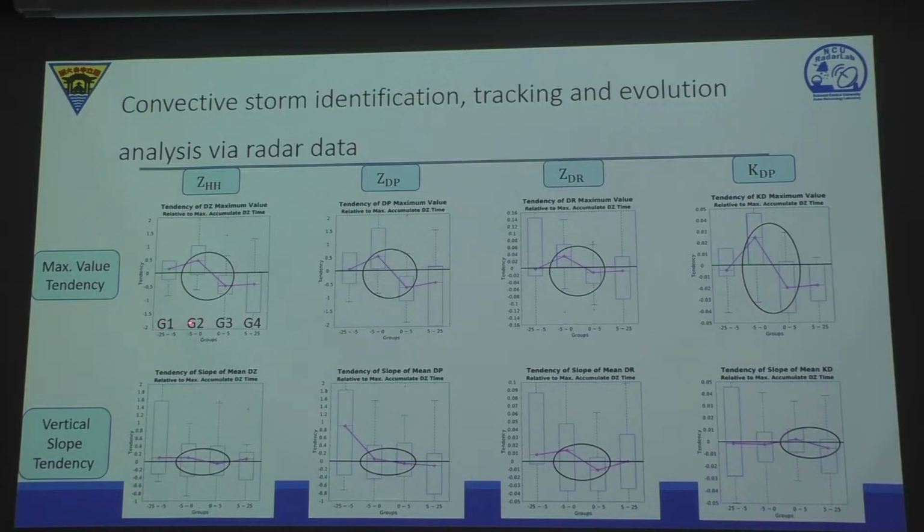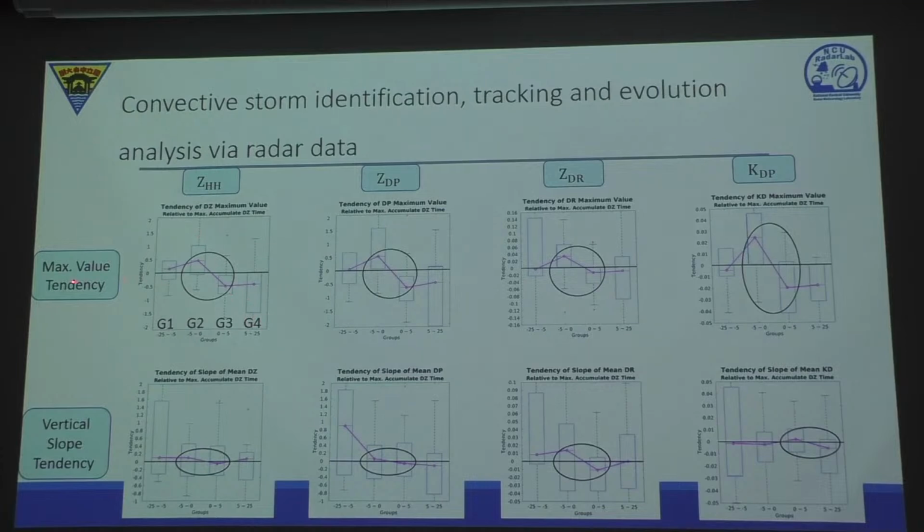So G1 and G2 represent the developing stage. G2 is very close to the mature stage, and G1 is further away, it's more the beginning time of the convection. And G3 is right past the mature stage, it's the beginning of the dissipating stage. And G4 is further into the dissipating stage, so that's the latest time.